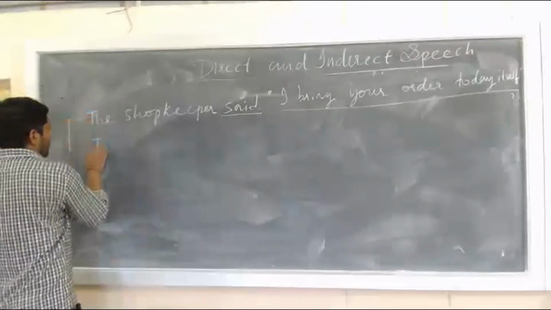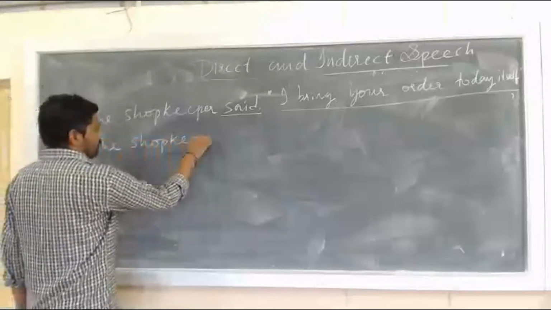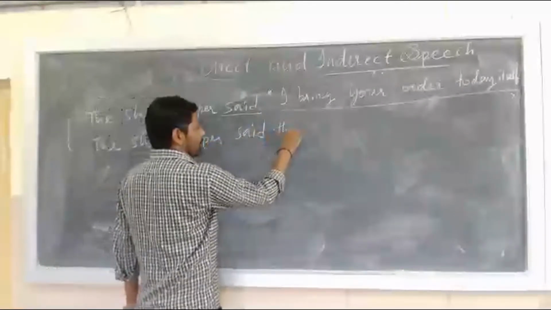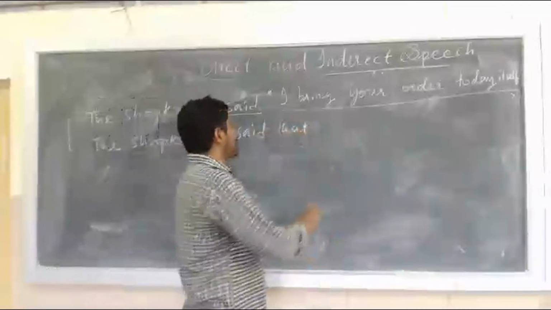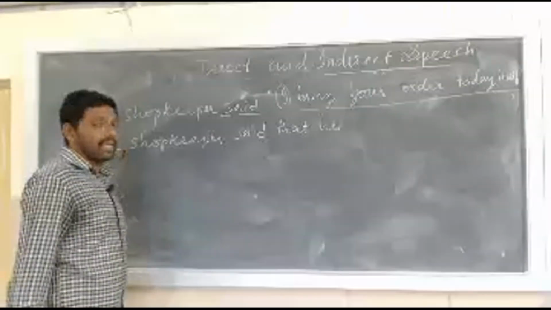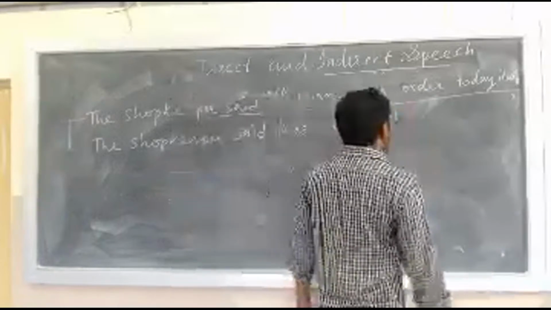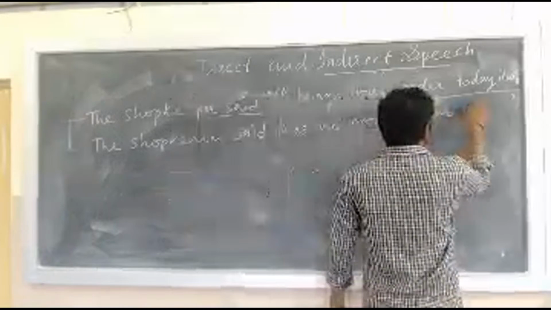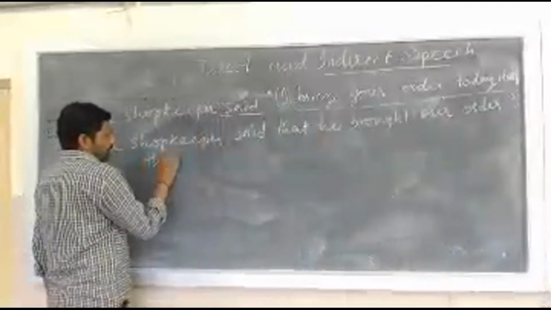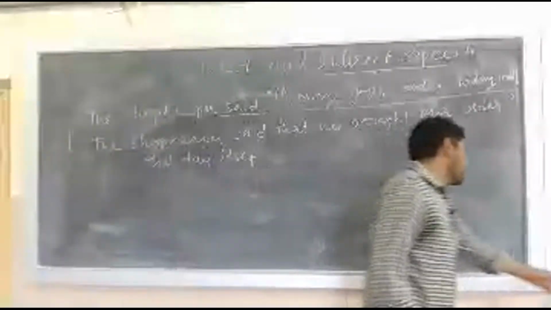Now you change this one from direct to indirect speech. The shopkeeper said, as I said, we have to add the conjunction that here. So, added, I changes to he. The shopkeeper said that he brought your order that day itself.